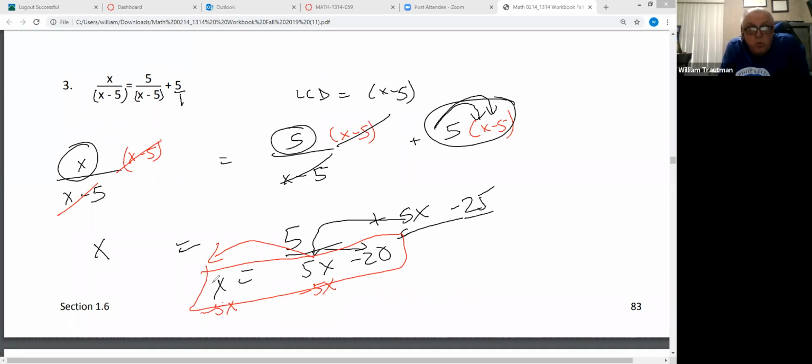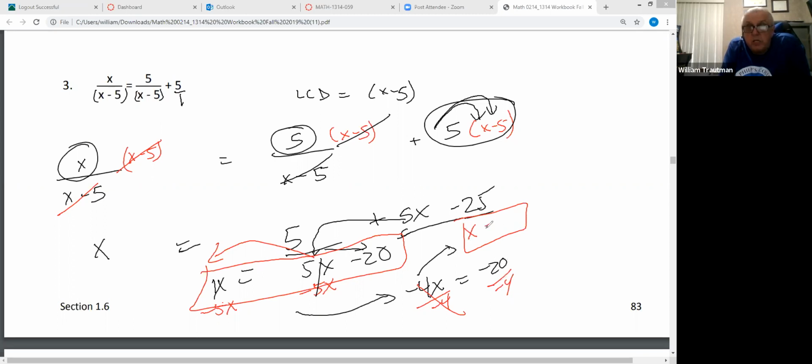So I'm left with 1x minus 5x, which is a negative 4x. Those cancel, and I'm left with a negative 20. So 1x minus 5x equals a negative 4x. Then I divide both sides. It's negative 4 times x. The opposite of timesing a negative 4 is dividing by a negative 4. And so negative 4 divided by negative 4 equals x, 1x. Negative 20 divided by negative 4 is a positive 5. So this becomes a positive 5.